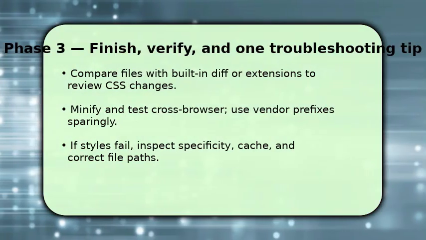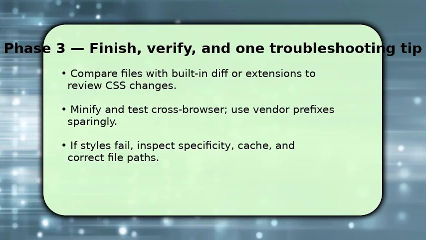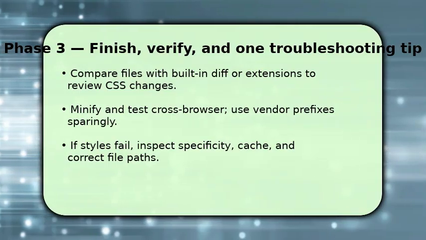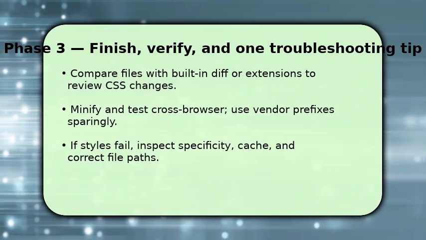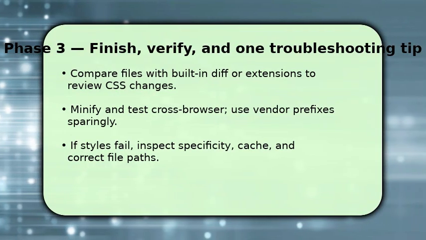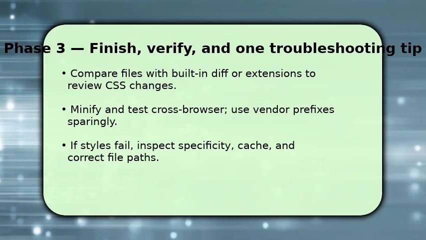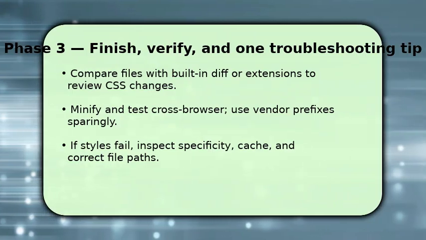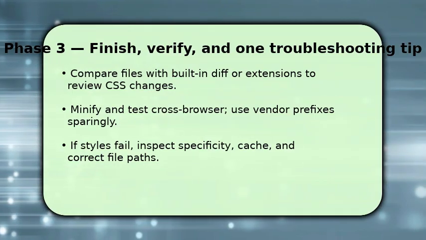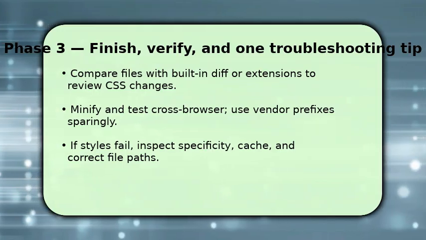You finish by comparing versions. Use the editor diff or a comparison extension to review CSS changes before committing. This helps you spot regressions. Once done, run a minifier and test in multiple browsers because subtle rendering differences can appear. Make sure to add necessary vendor prefixes only when required.